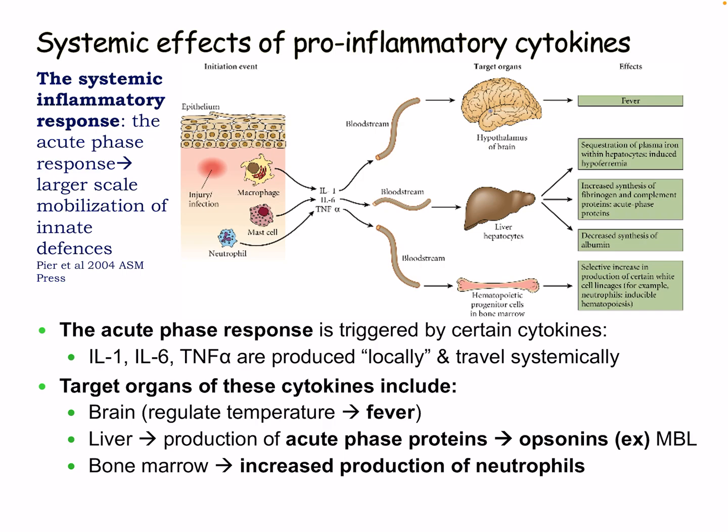So we've seen this slide before, so I won't go into this figure, but you can take a look. Here we can see the acute phase response, which involves a large-scale mobilization of innate defenses. All this reaction of these three cells, also IL-1 beta, is the system-wide innate defense. The acute phase response is triggered by certain cytokines, like we discussed, IL-1, IL-6, and TNF-alpha, which are produced locally and travel systemically. Target organs of these cytokines, as we discussed, include the liver, the brain, and the bone marrow.